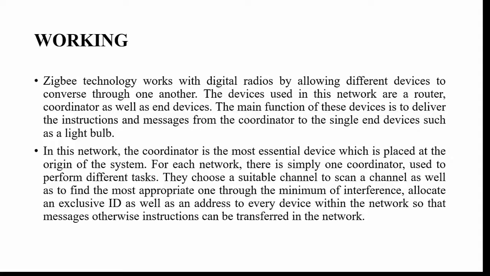So this is the working of the Zigbee, and in this network the coordinator is the most essential device, which is placed at the origin of the system. The coordinator is the main essential device because we are giving the messages from the coordinator only, so it is placed at the origin of the system because it is the heart of the system. And for each network there is simply one coordinator used to perform different tasks. Actually, if you want to use it as a coordinator, then the coordinator will be able to do so many operations in that network. So we can perform different tasks using the coordinator.